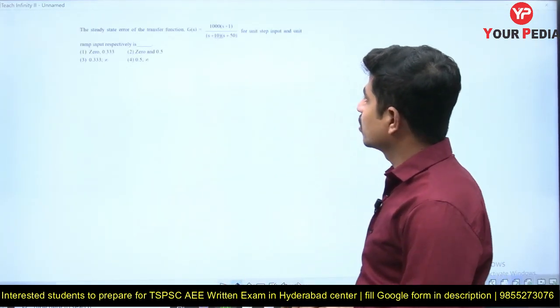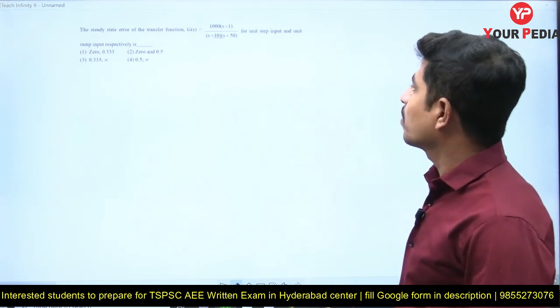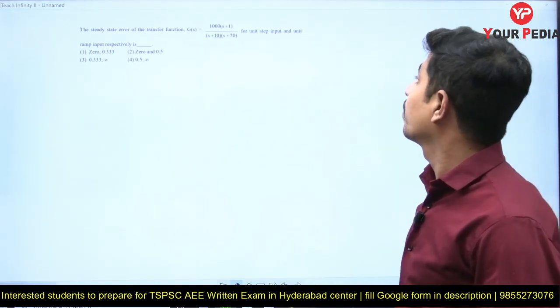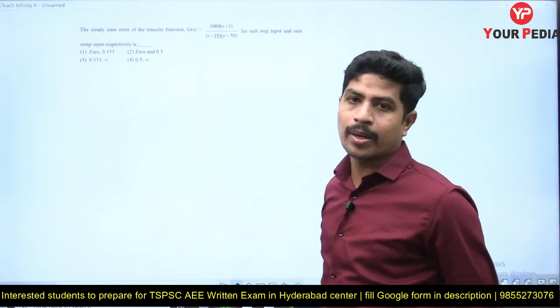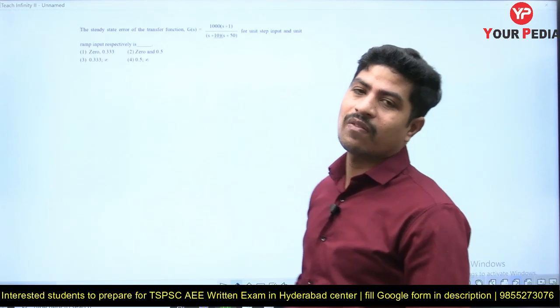The steady state error for the transfer function G of s is equal to 1000 into (s plus 1) by (s plus 10) into (s plus 50) for the unit step input and the unit ramp input is respectively. Direct question, no pen paper required. See, what is the steady state error formula?